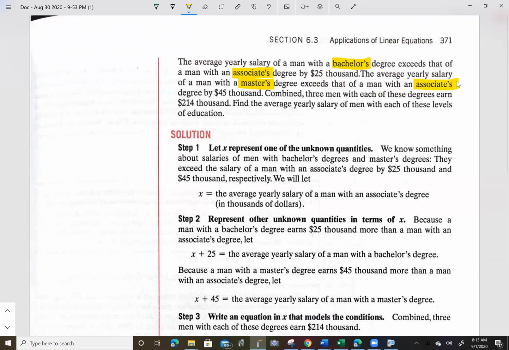So when we're looking at both of those men, the man with a bachelor's degree and the man with a master's degree, they're always comparing it to the man with an associate's degree. So that's why they made X equal to the average yearly salary of a man with an associate's degree, because then we can represent the other 2 men's salaries using the same variable. We just are comparing both of them to X. And then we only have one variable, and that makes it a lot easier to solve. Okay, so that's why they came up with that.